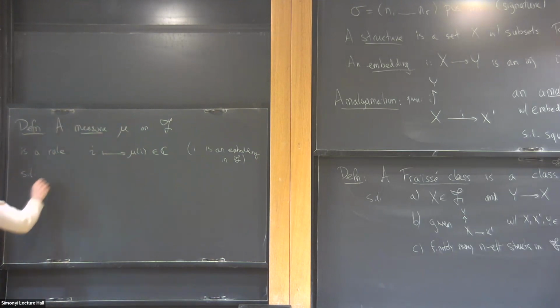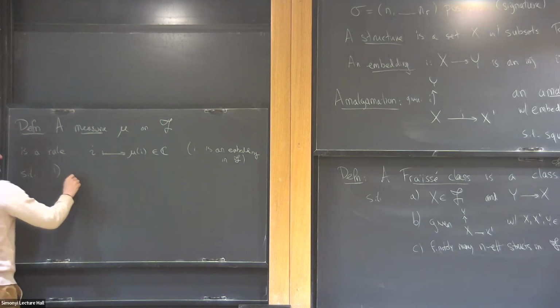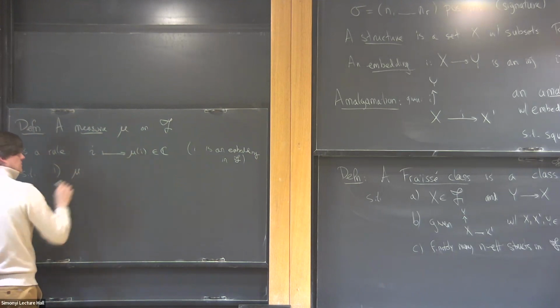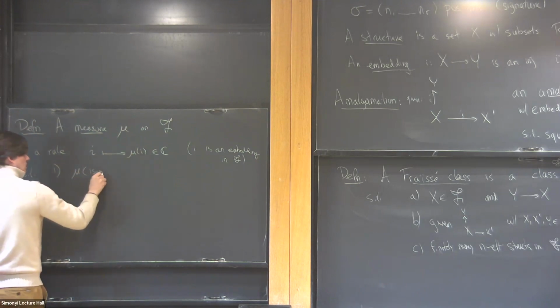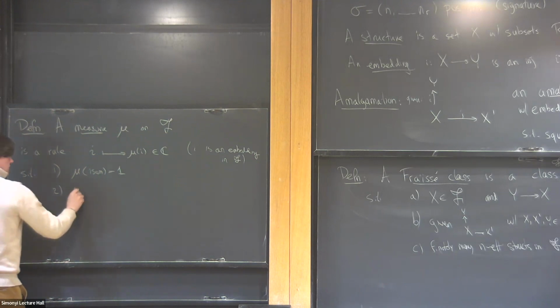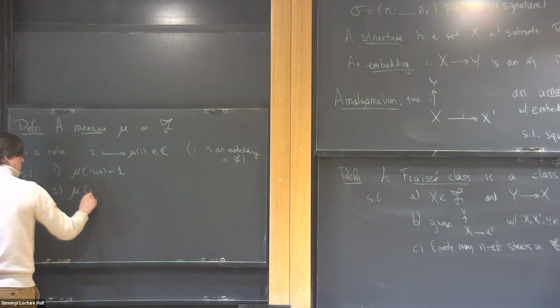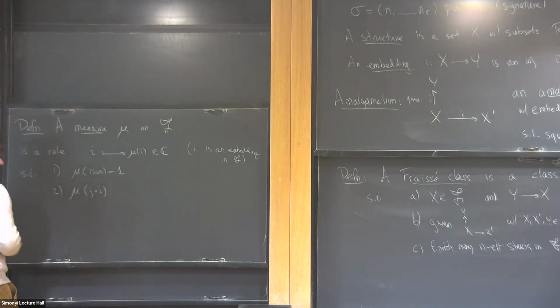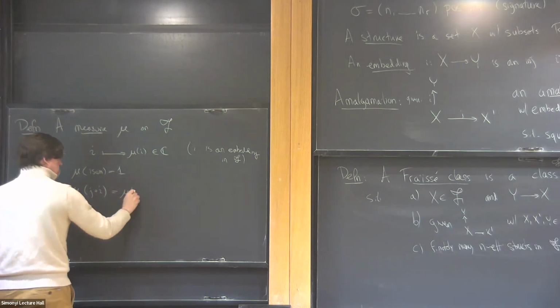The first two are pretty easy. One is about plugging in an isomorphism. Two is that it should be multiplicative with respect to compositions. So if I have a composition of two embeddings and I plug that into mu, I just get the product of the two numbers.